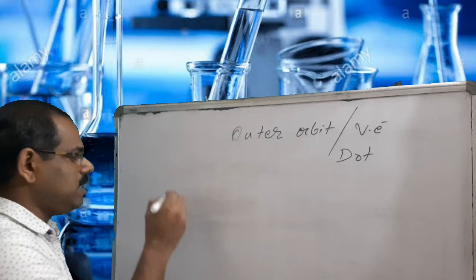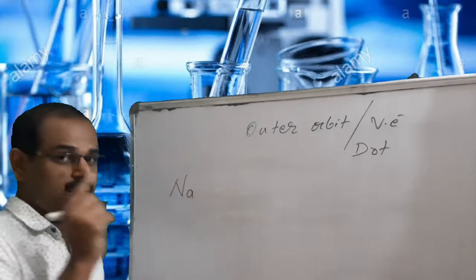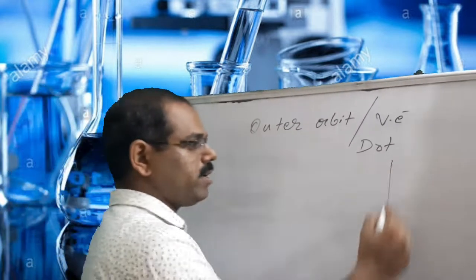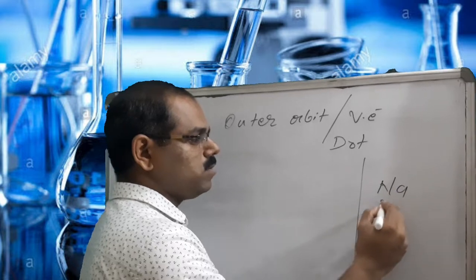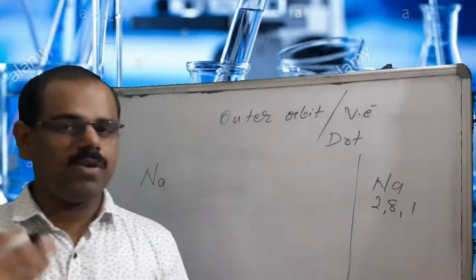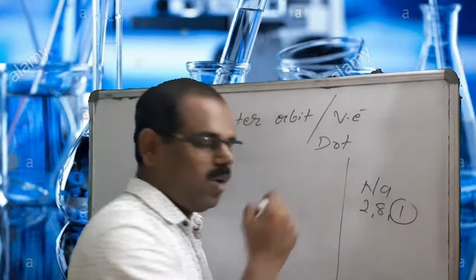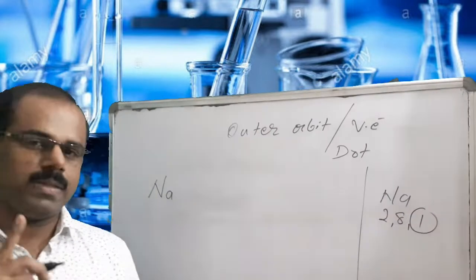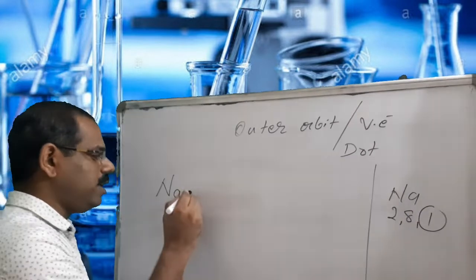You see, sodium has 1 electron in the outer shell. What is the electronic configuration of sodium? Sodium has 2, 8, 1. What do we represent? We represent only the valence electron, only 1 electron in the outer shell. So we put a dot here.